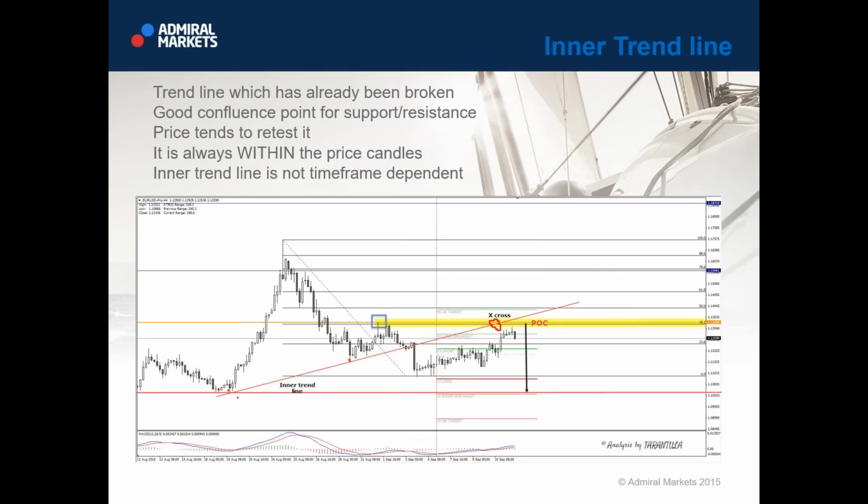So this trend line has been broken at this point here. And you see how the price respects it. And if you remember the analysis, the price went a little bit upward to exactly this spot, but it was sold for some 100 pips afterwards.